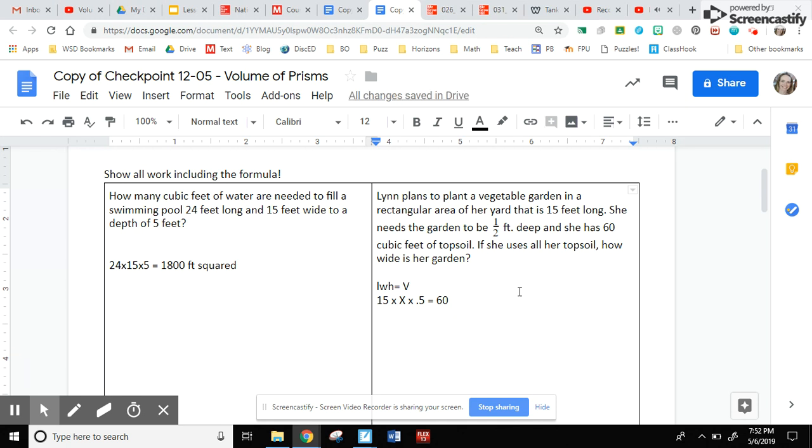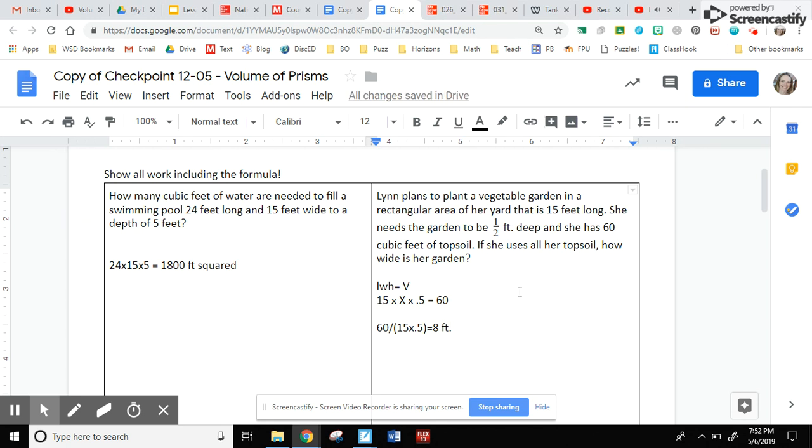So now I want to solve for X. So then I will do 60 divided by 15 times 0.5, because I just divided both sides by 15 times 0.5. Divide both sides by 15 times 0.5. So that leaves X on one side and this on the other, which then gives me 8 feet.